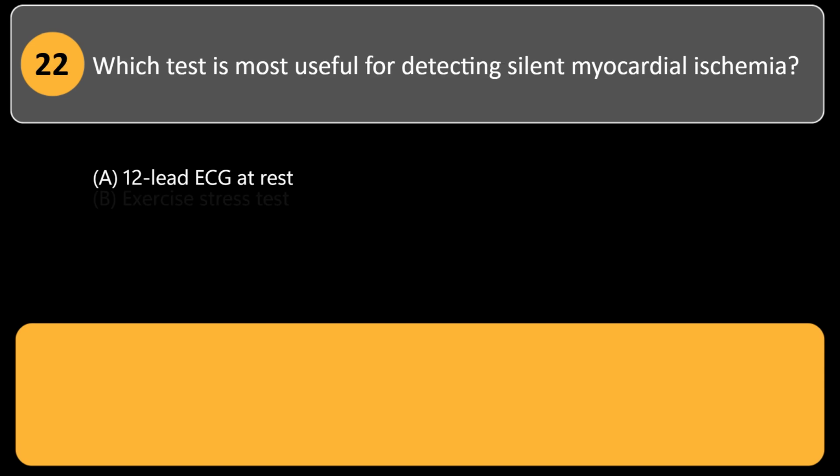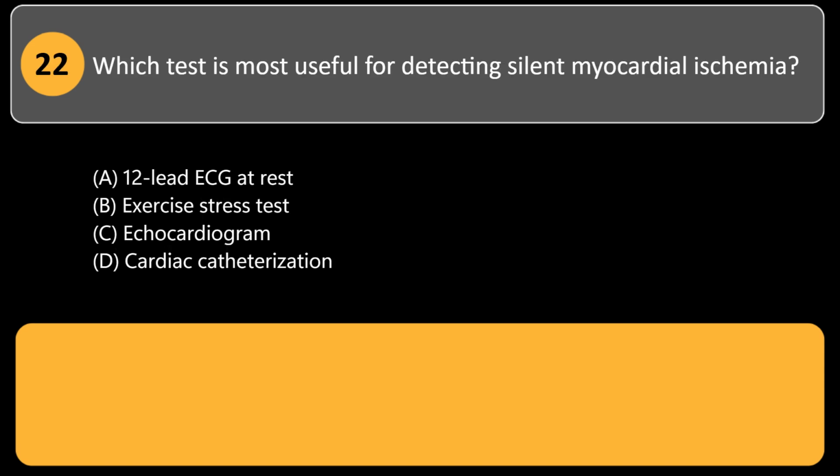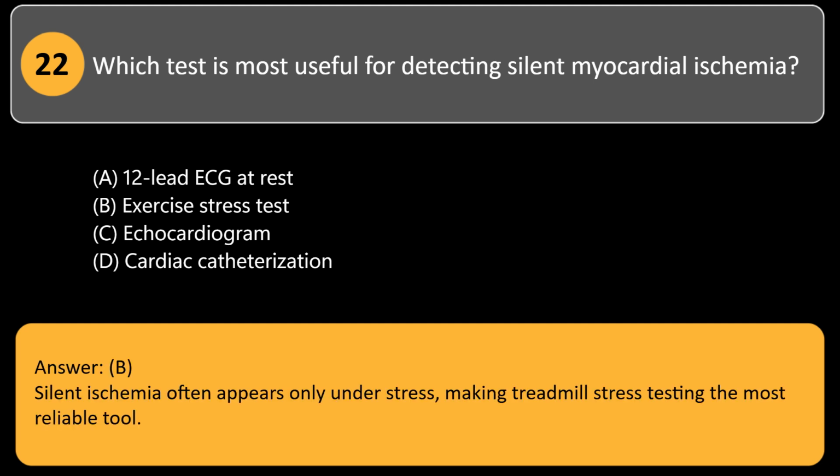Which test is most useful for detecting silent myocardial ischemia? A. 12-lead ECG at rest. B. Exercise stress test. C. Echocardiogram. D. Cardiac catheterization. Answer, B. Silent ischemia often appears only under stress, making treadmill stress testing the most reliable tool.